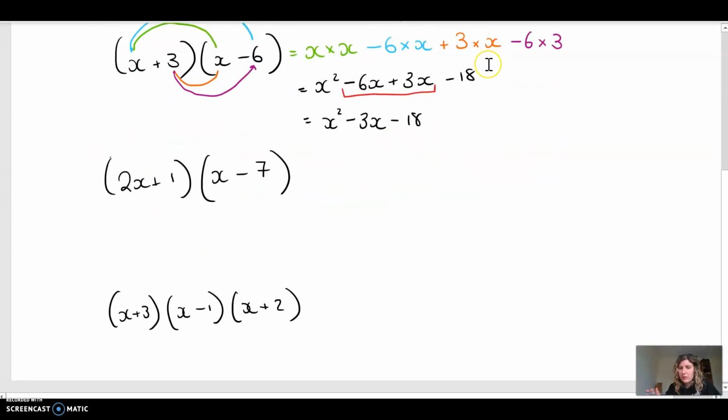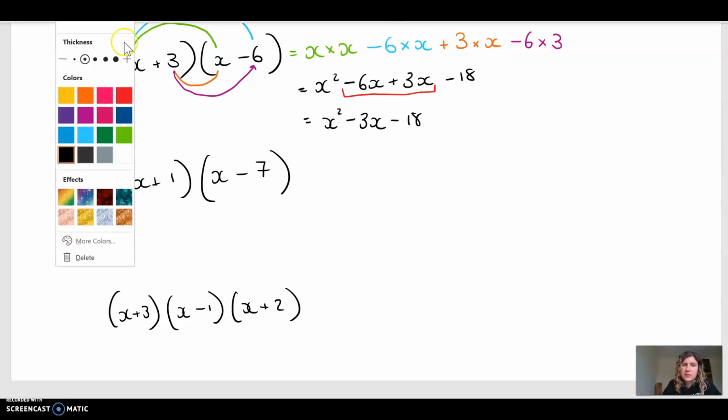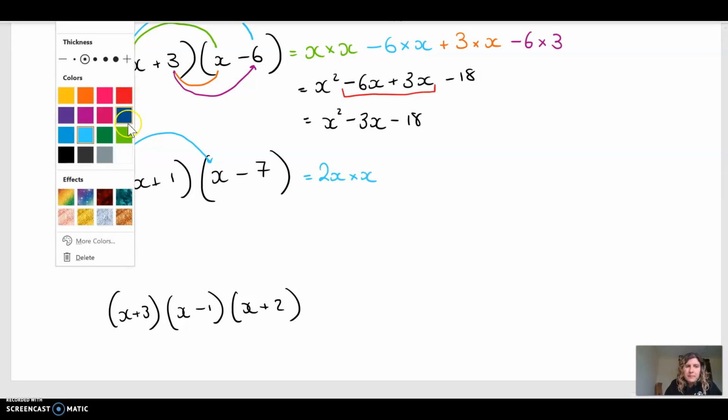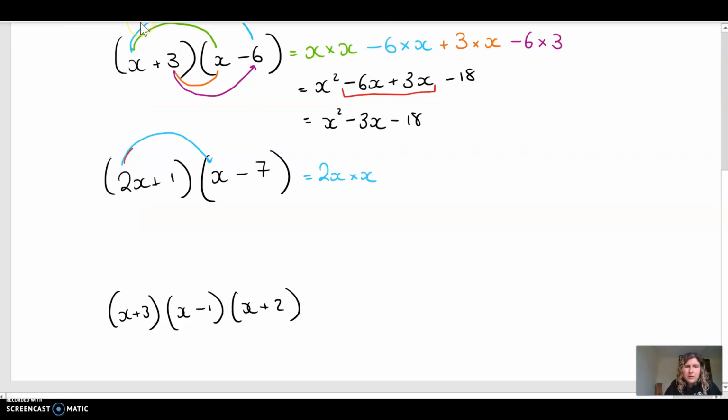Okay, we're just going to look at a second one. So this one, we've got 2x plus 1 multiplied by x minus 7. So again, we're going to multiply the first thing with the first thing together. So we have 2x times x. Then we're going to multiply 2x times minus 7. So that's negative 7 times 2x.